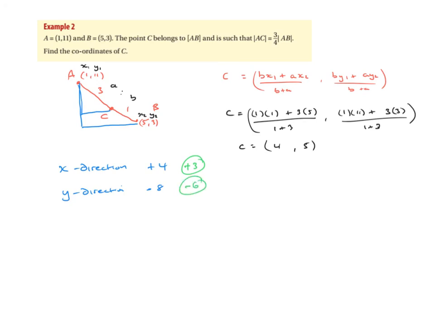Okay, so we go back to our coordinate A, which is (1, 11). And what we need to do is we need to add on the plus 3 and the minus 6. So here's the plus 3. Here's the minus 6. And that means that C now is going to be equal to 1 plus 3, which is 4. 11 minus 6, which is 5, which is the same answer as we got using the formula.